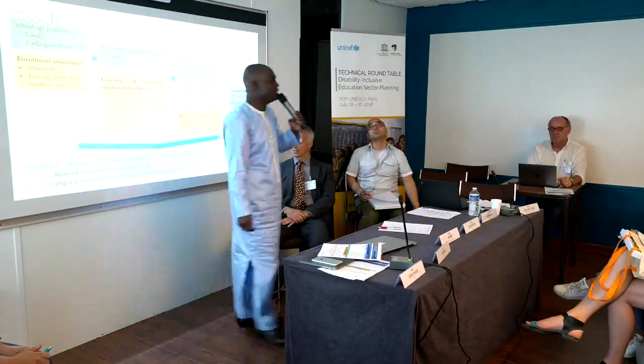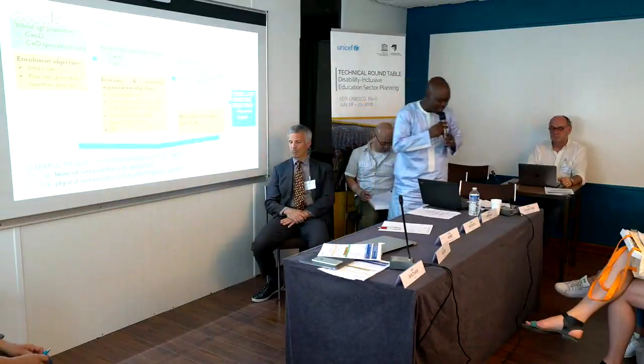What will be the enrollment objective that the policymakers are putting on the table? If they say that our enrollment objective is in line with SDG 4, to ensure that no one is left behind, it means that we will have 100% here. It means that we cover both those who are in school and those who are not in school. So it's very important to have that in mind.